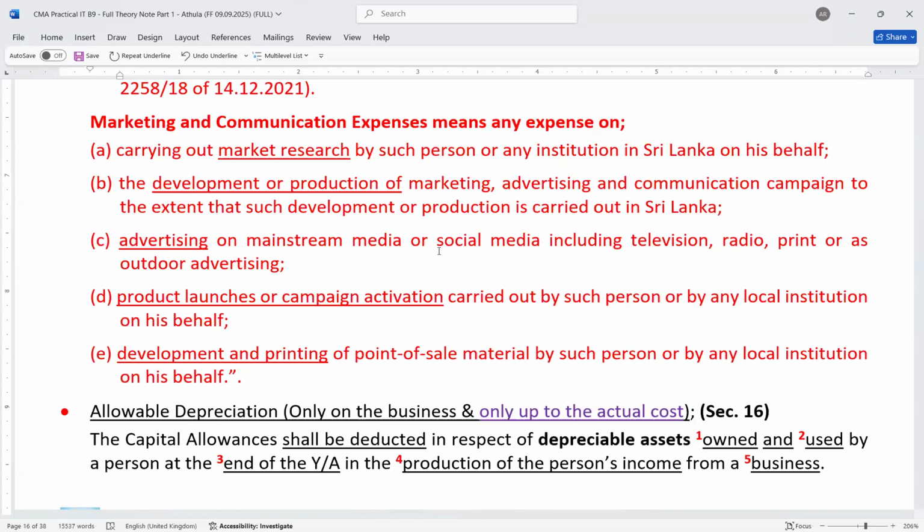E. Development and printing of point of sale materials by such person or by any local institution on his behalf. Again, this particular service provider has to be a local party. Development and printing of point of sale materials. Right.